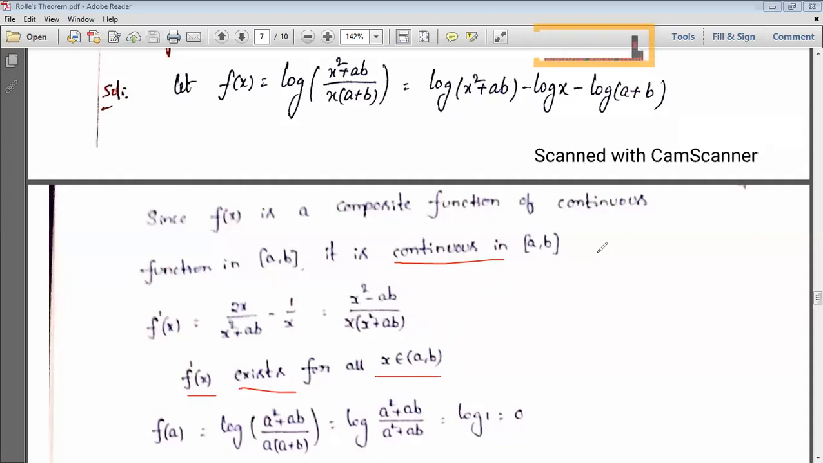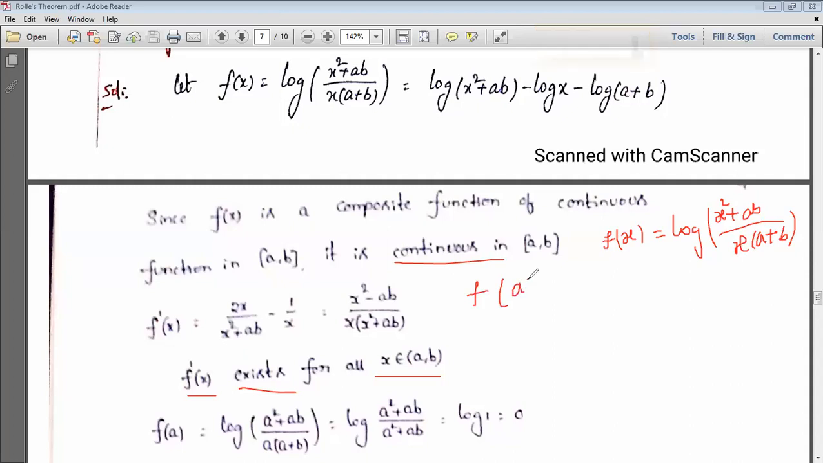Next, coming to the third one. So what is the third condition? f of a is equal to f of b. We need to check that one. Here, f of x is equal to what we chose, log of (x square plus ab) by x into (a plus b). So this is the function we have, right? Now we are checking the third condition. First, f of a. It means we substitute a in place of x. Then we get log of (a square plus ab) by a into (a plus b).